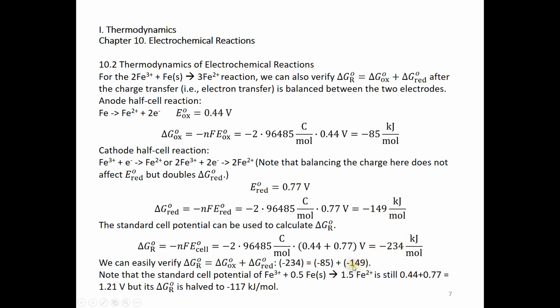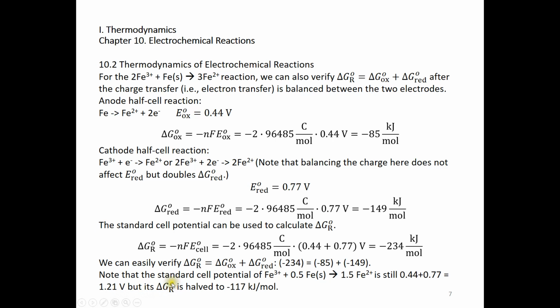So we have this kind of reaction. Look, what if we divide all those coefficients by 2? And then we have only one iron 3+ and 1/2 of an iron atom. We get 1.5 iron 2+. So it's right here. What about the standard cell potential of this? Well, it's the same as this reaction. It's still 0.44 plus 0.77, and the result is 1.21 volt.